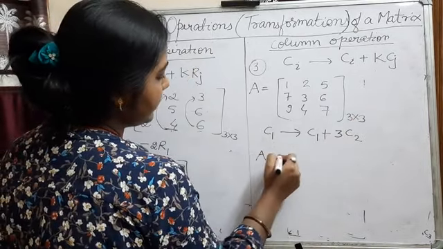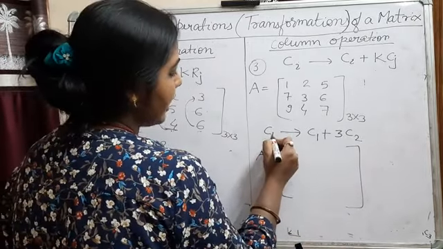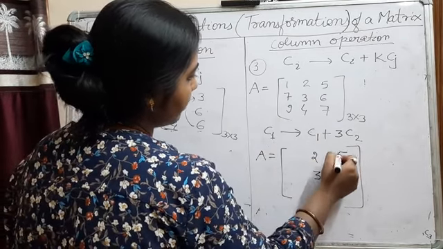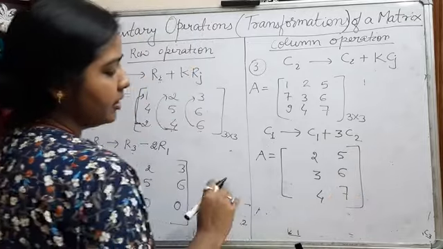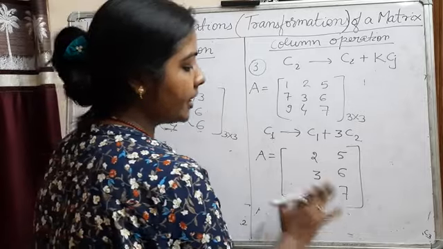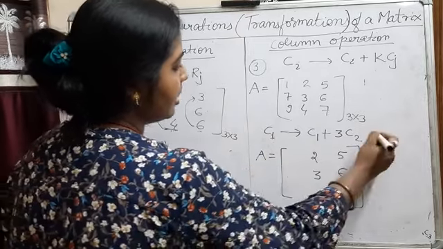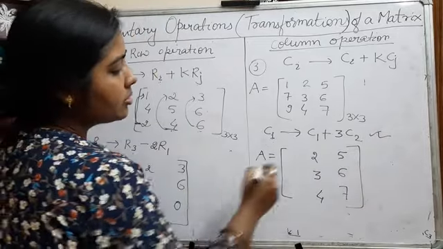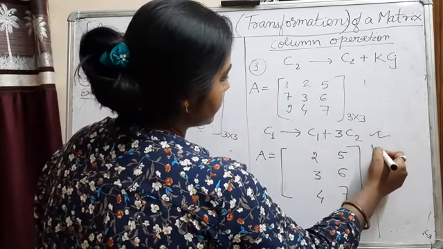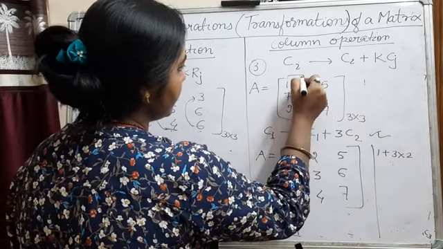So the resultant matrix will be here. Again one by one we will find out. C1 we have to change, so the rest of the columns we will write first: 2, 3, 4, 5, 6, 7. C2 and C3 we will write first because there will be no change in C2 and C3. Now we will change C1 because the elementary operation I have taken is based on C1. So it is C1 plus 3 into C2.